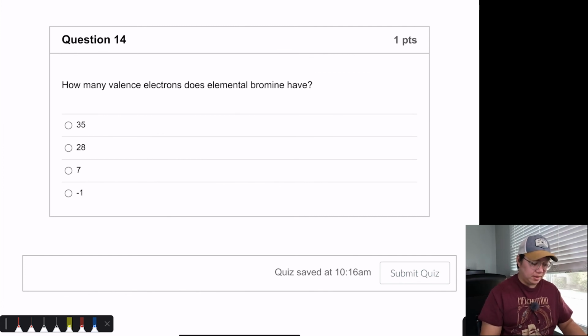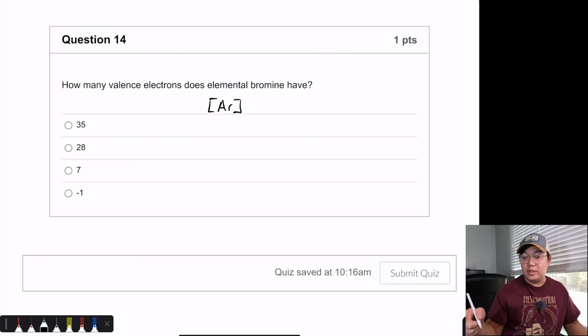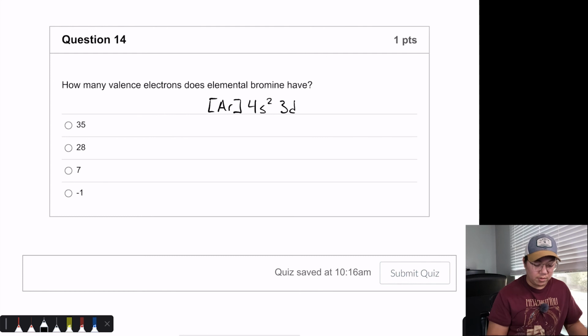Question 14. How many valence electrons does elemental bromine have? This one is a bit of a trick question. So we can write out the electron configuration. So bromine is in period 4, or row 4 on the periodic table. And then argon is the noble gas in the line above that. So we can start with the argon here, since we're only concerned about the valence electrons. So if we write out this electron configuration, we're going to get 4s2, we're going to get 3d10, and we're also going to get 4p5.